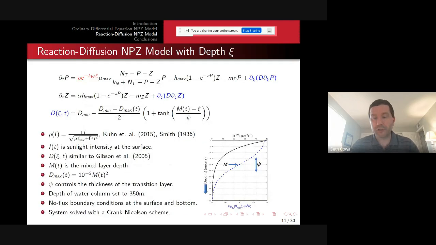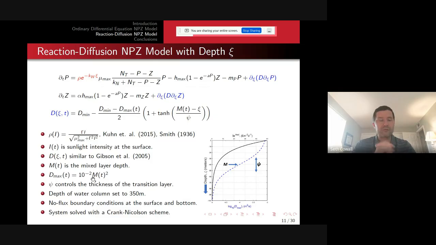So the next thing we're going to do is add a spatial variable, and we'll just add depth. So we have two variables now, our time and depth in the ocean. Eventually we're going to add in two sources of data. One is solar radiation, just like before. We're also going to add in mixed layer depth, which is this n.